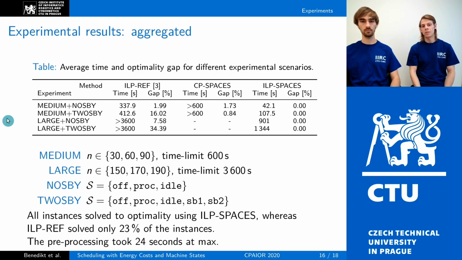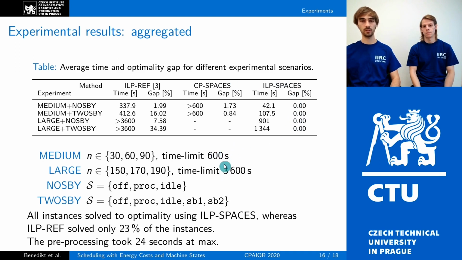On this slide, you can see the aggregated results on several benchmark datasets. The datasets differ in scale of the instances, namely the number of jobs, intervals, and size of the transition graph. We have re-implemented the reference ILP model from the literature, and all the ILP models were solved by Gurobi, and the CP model was solved by IBM CP Optimizer. As you can see from the results table, our ILP model called ILP spaces solves all the benchmark instances to optimality within the given time limit.